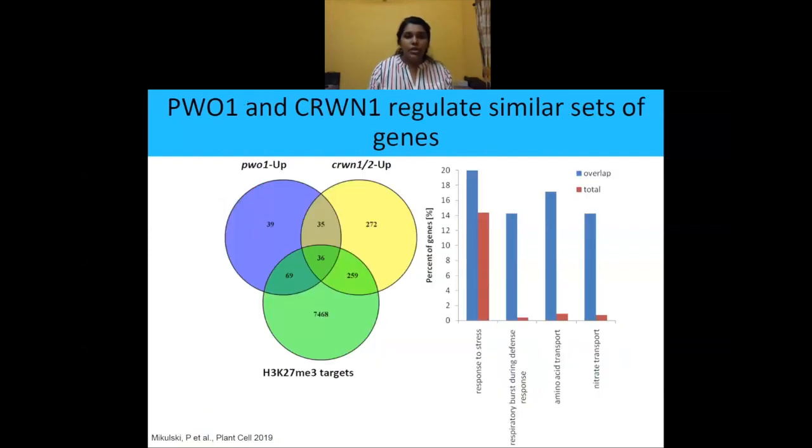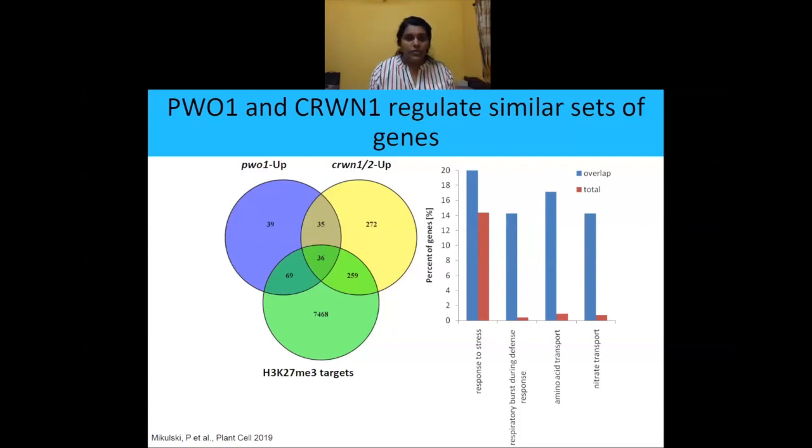Then we looked into the RNA-seq from PWO1 and CRWN1 2 double mutants, and we have seen that there is a significant overlap of the misregulated genes, indicating that PWO1 and CRWN1 regulate a similar set of targets. And in the PWO1 up and CRWN1 2 upregulated data set, half of the overlapping genes were also targets of H3K27 trimethylation. And by gene ontology, we could identify that these were mainly genes related to stress response or stress-induced genes.